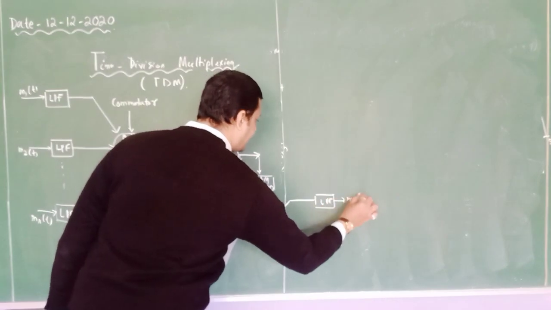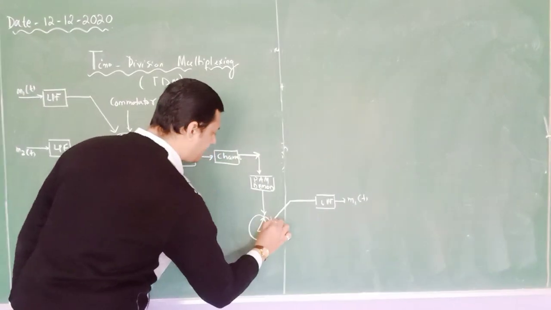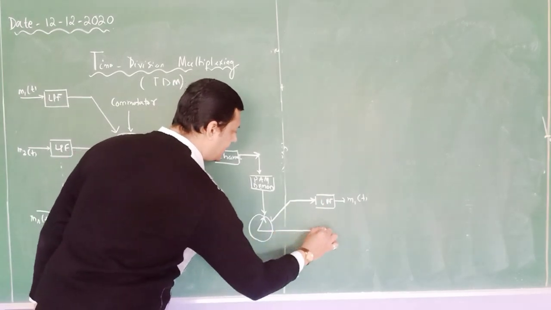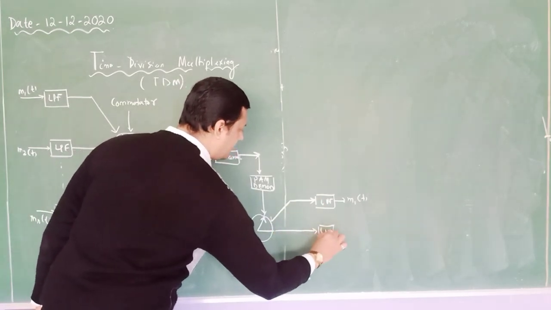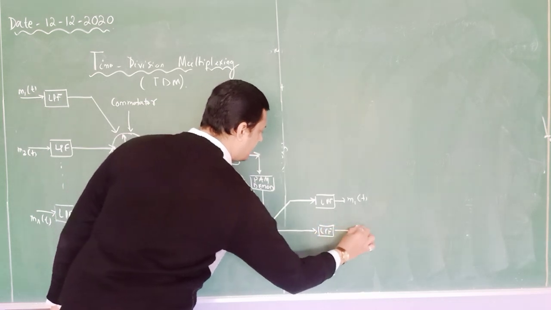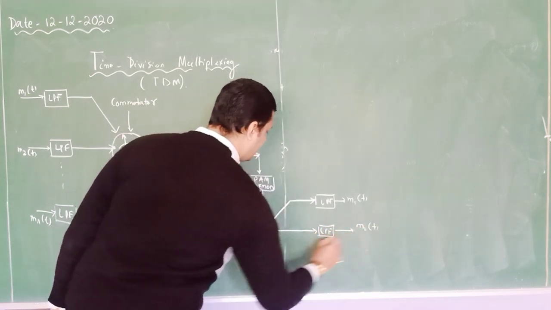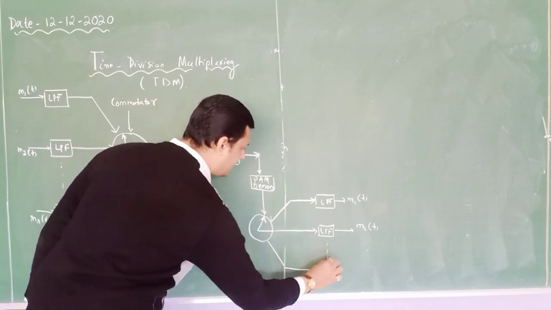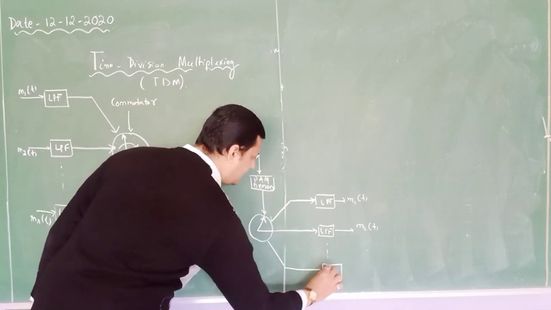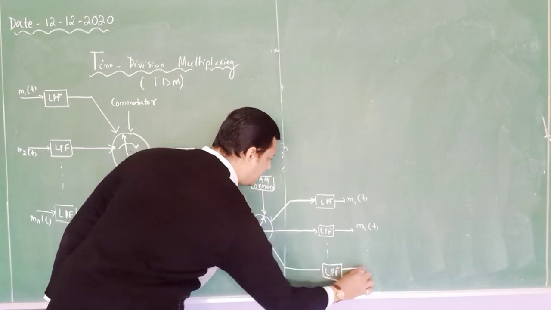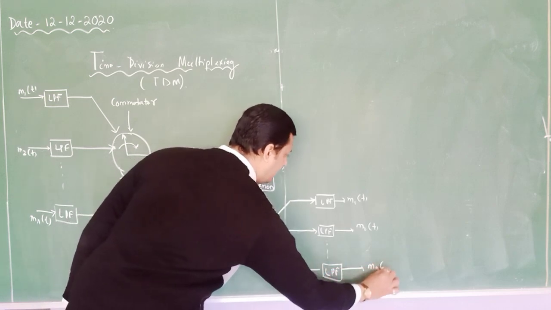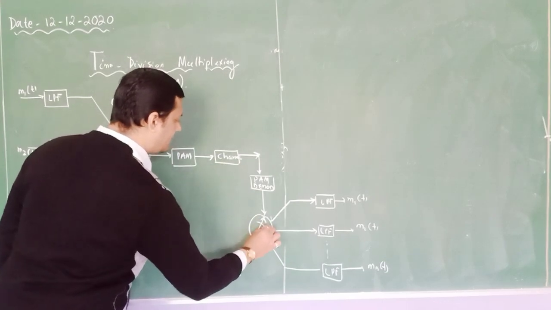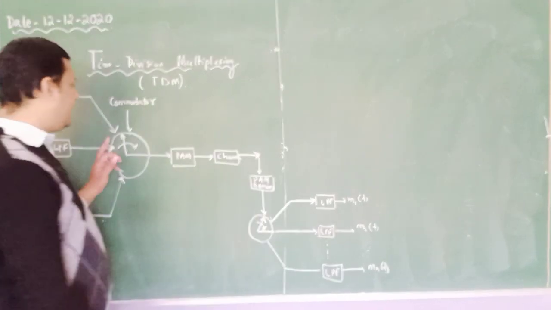M1 I can extract here, then I can extract M2 here, and then I can extract the nth component, Mn of P. Okay, this is also rotating at the same speed.